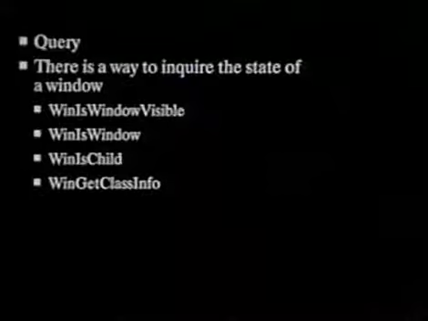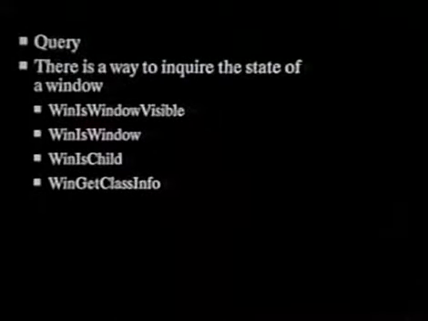Once you have a window and you're controlling its input and output, you'll need to change the attributes of that window. Perhaps you'll want to flash it. Perhaps you'll want to change its border. There are a whole set of routines that are specifically exported to deal with that. So there's a way to inquire the state of a window. You can find out whether a window is visible or invisible, what its class is, whether it's a window at all, whether it has children, etc.